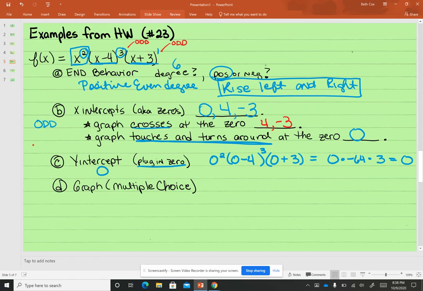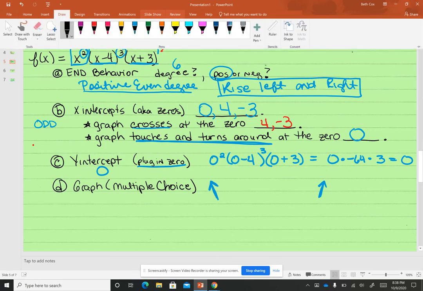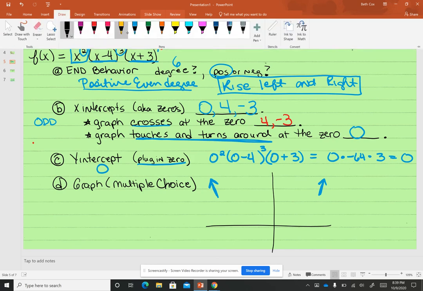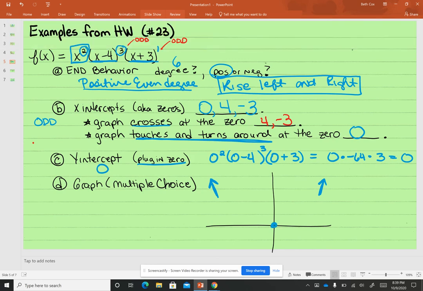Okay. And now we're going to graph. Fortunately, the graph on number 23 is multiple choice. The first thing we know is that it's a positive even degree, rises left and right. So the left is going to go straight up, and the right's going to go straight up. What else do we know? Okay, we know our zeros. Our zeros are 0, 4 and -3.